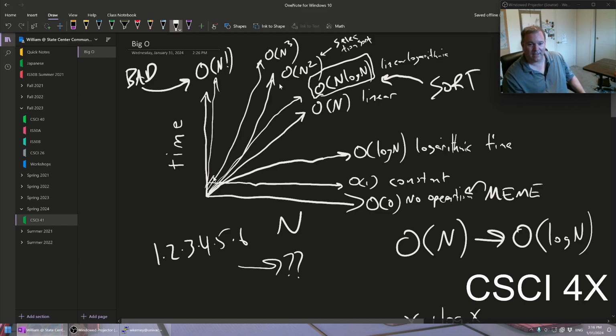And the most common kind of bad in terms of running time is called order 2 to the n, or 3 to the n, and things like that. But 2 to the n is called exponential.